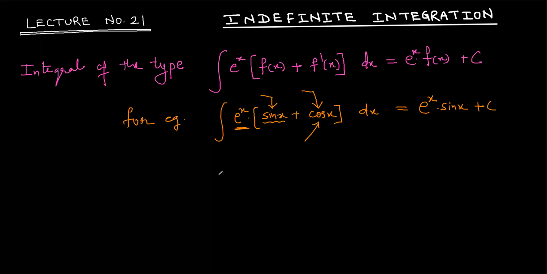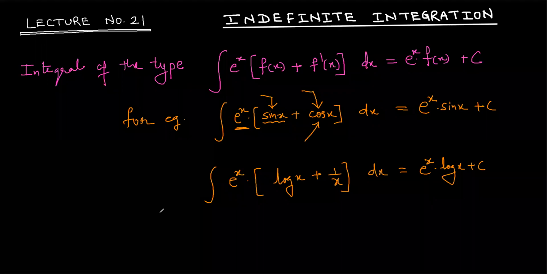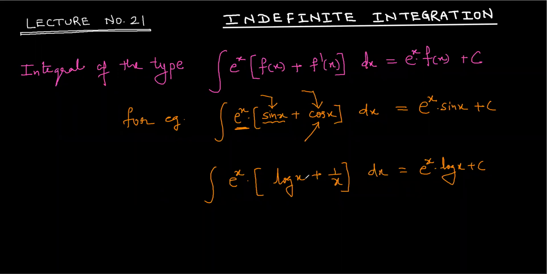Okay. Let me give you one more example. The integral of e raised to x, log of x plus 1 over x, dx. So what do you have here? You have e raised to x multiplied by f of x plus f dash x. So e raised to x f of x, that is e raised to x into log of x plus c. Okay. So let us solve a few problems based on this type.